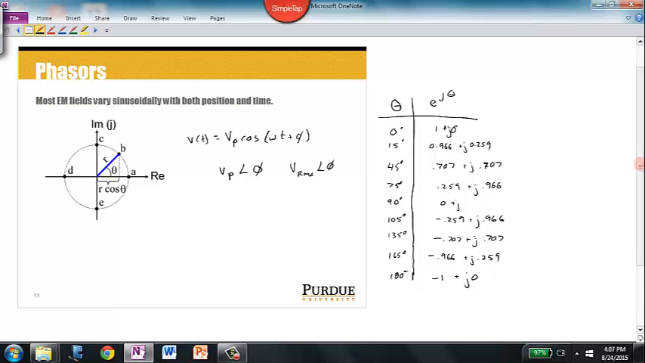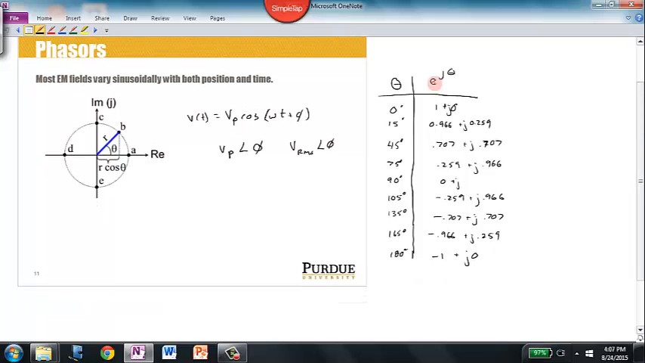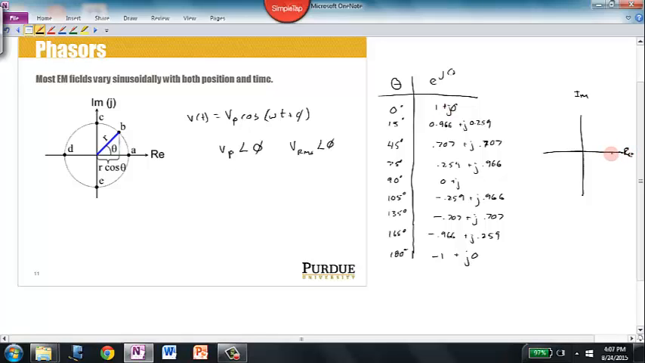To do that, I'm going to start with the concept of e to the j theta. All I've done here is take a value for theta in degrees, run it from 0 to 180 in different increments, and then calculate e raised to the j times theta and put some values here. If I were to plot these values, remember, in the real and imaginary plane, this is your imaginary axis and this is your real axis.